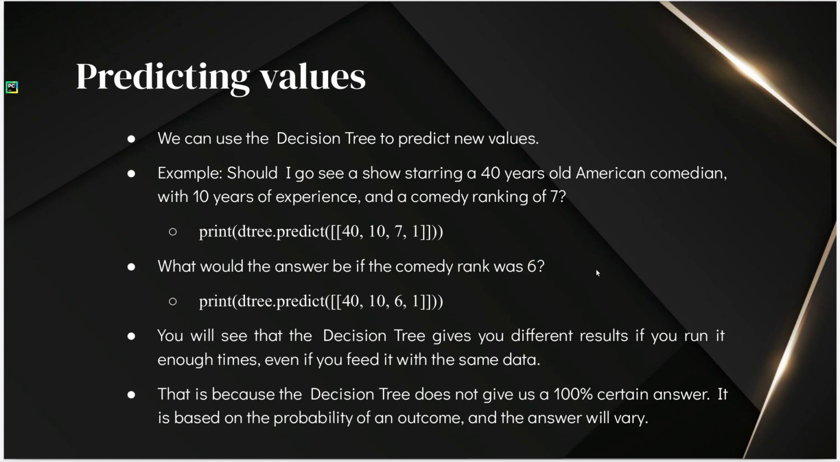The thing to note is that a decision tree will give you different results if you run it many times, and it will do so even if you feed it with the same data every time. This is because there is some randomness associated with most machine learning algorithms, and no machine learning algorithm is 100% deterministic. So a decision tree does not give you a 100% certain answer. It is based on the probability of an outcome, and the answer will obviously vary as a result.